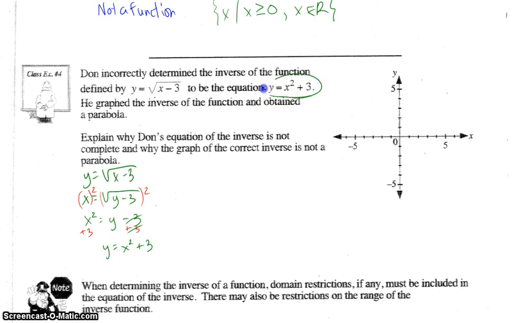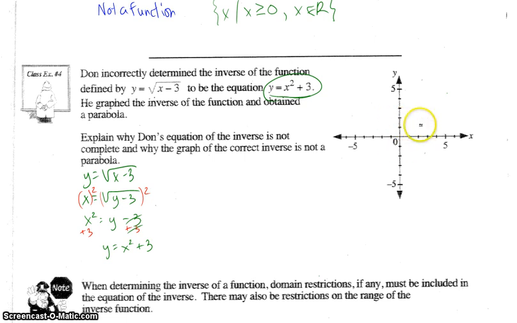Uh-oh. Well, if Don messed up, it seems like we did as well, right? Okay, well, let's think about this. Explain why Don's equation of the inverse is not complete. Okay, so they're not saying it's wrong necessarily, just not complete, and why the graph of the correct inverse is not a parabola. Okay, well, maybe we should graph this.